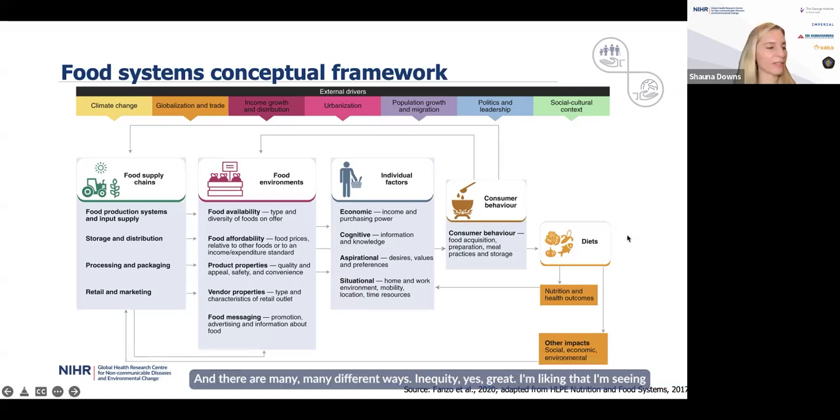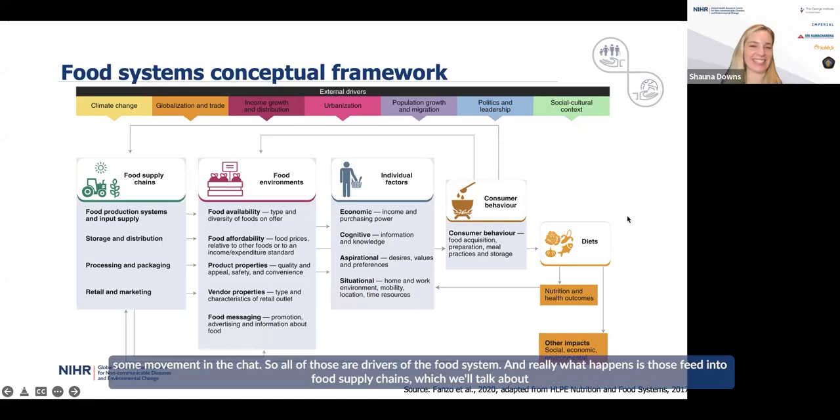And there are many, many different ways. Inequity, yes, great. I'm liking that I'm seeing some movement in the chat. So all of those are drivers of the food system.